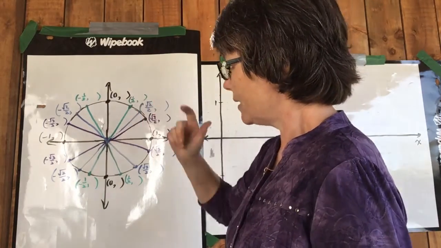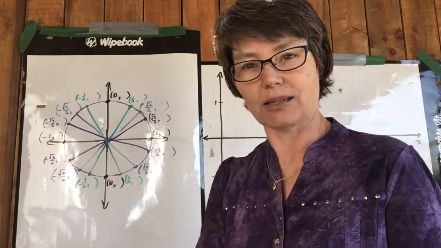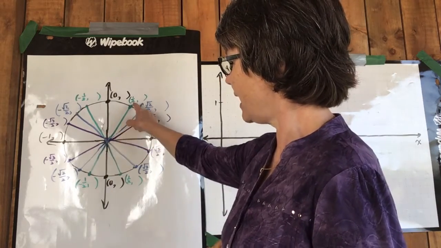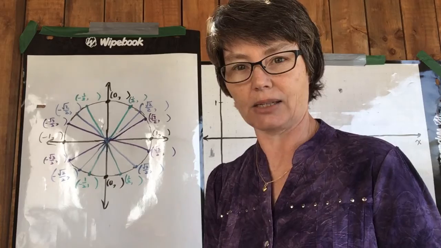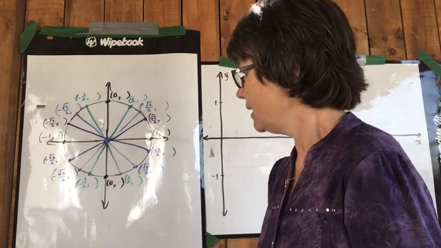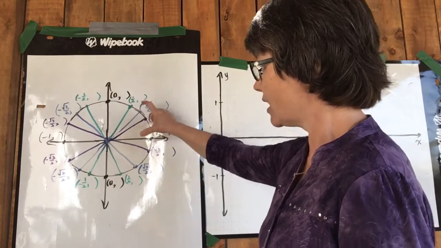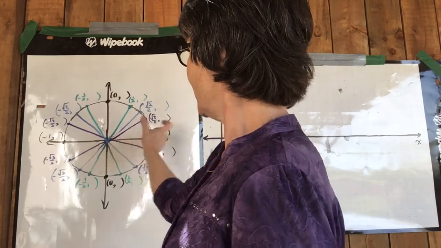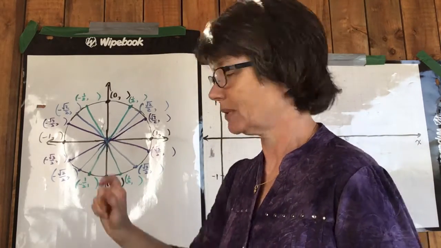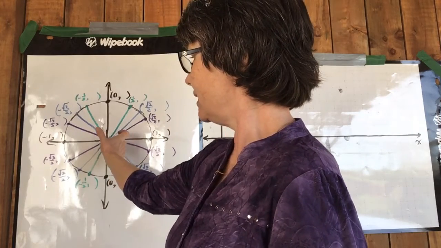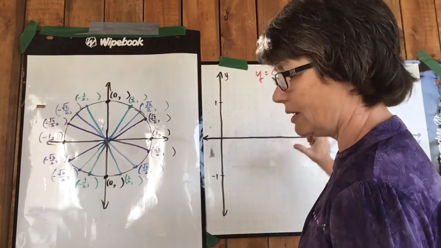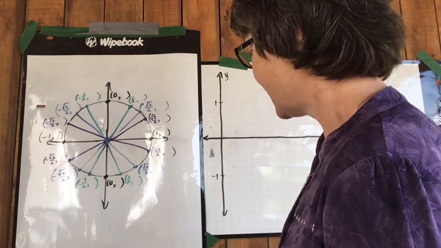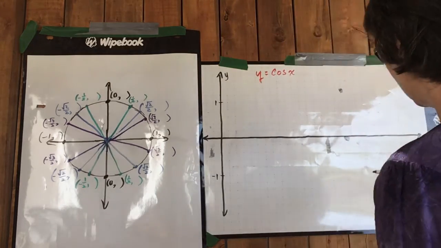This time, y equals cos x, we know that the x coordinate is what represents the cosine of the angle on our unit circle. So we have to look at the x coordinates only. So I've only written in the x coordinates here on the unit circle this time around. Since it's the x coordinate, it's not going to match up with the height, but the length of the x coordinate will match up with the height that we need. So the length of the x coordinate from the origin will match up with the height we need on our graph.